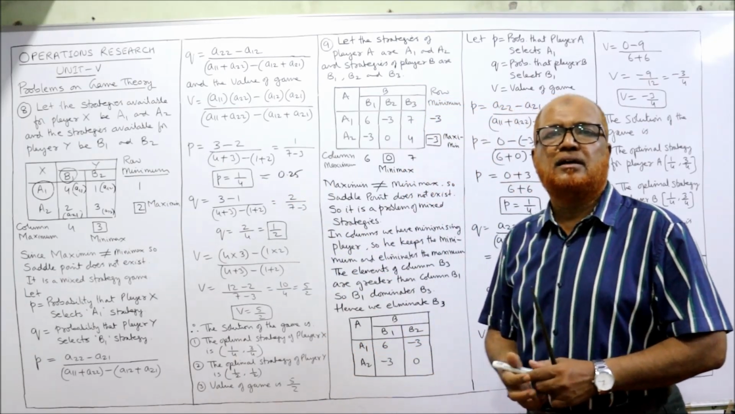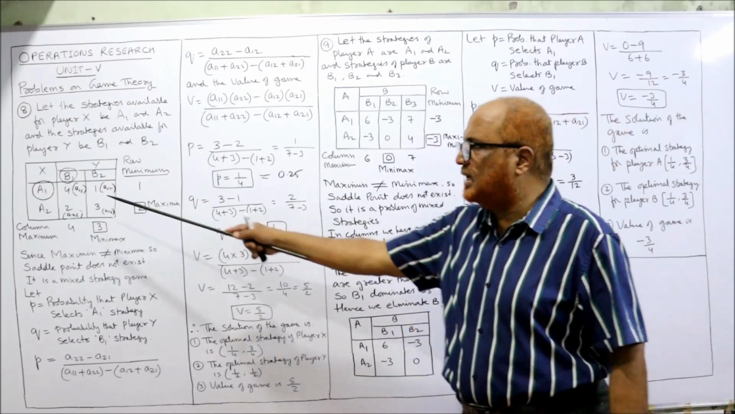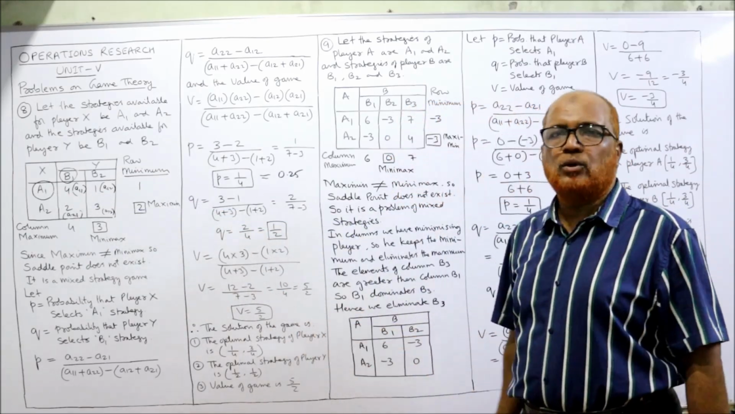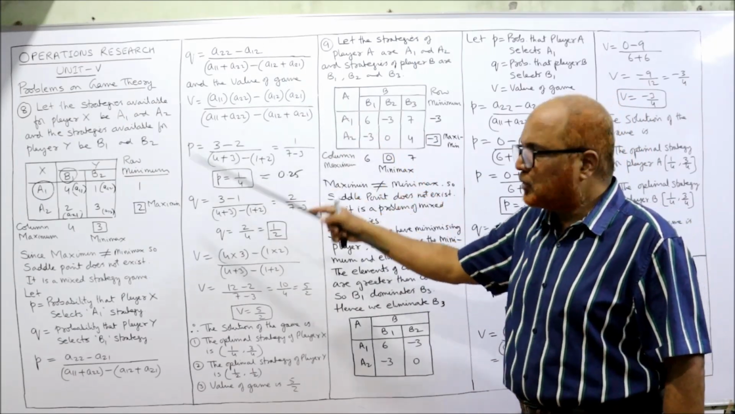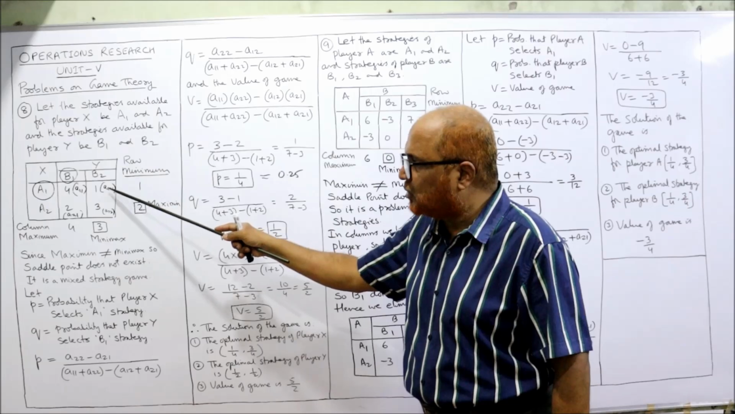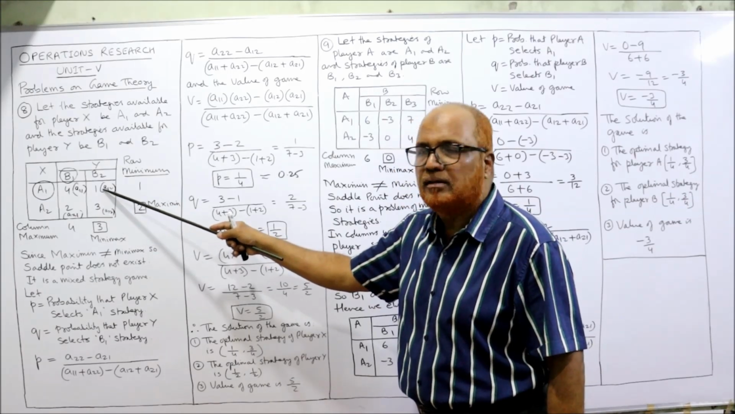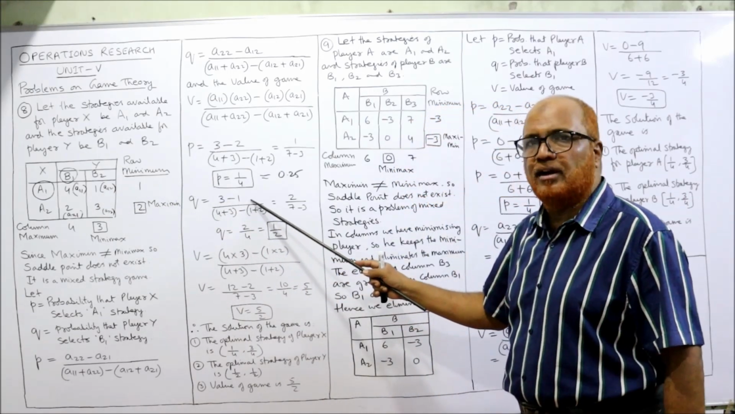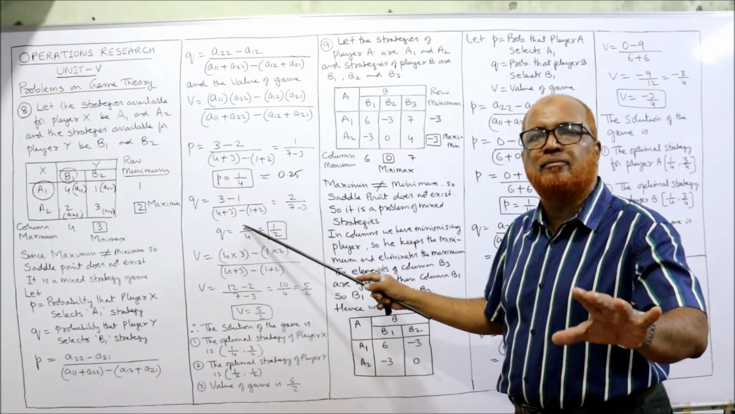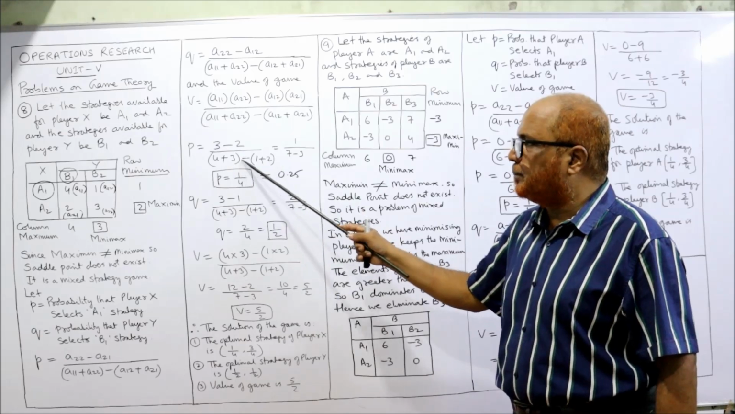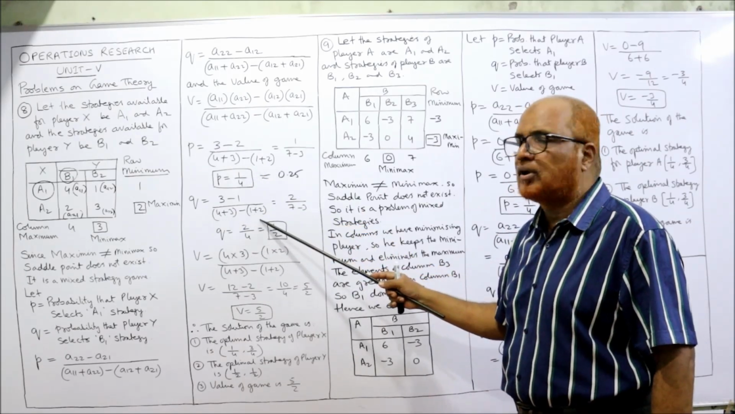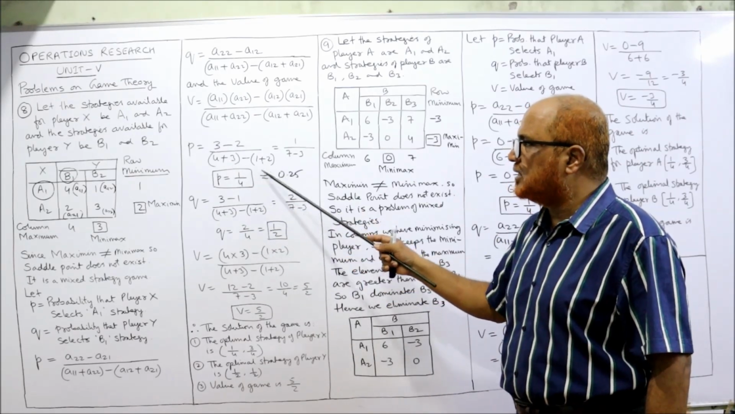0.25 is the probability that player X will select A1. Now we'll come to Q. In Q, A22 minus A12, so 3 minus 1 is the numerator. The denominator is the same. Whatever you have taken for P, the same is the denominator for Q. So 4 plus 3 minus 1 plus 2.